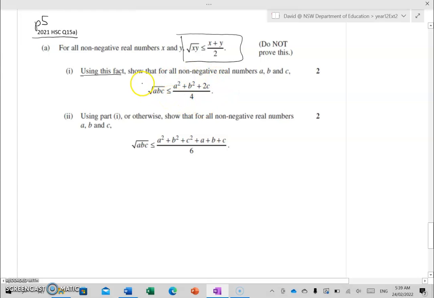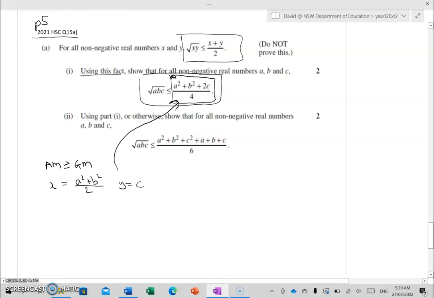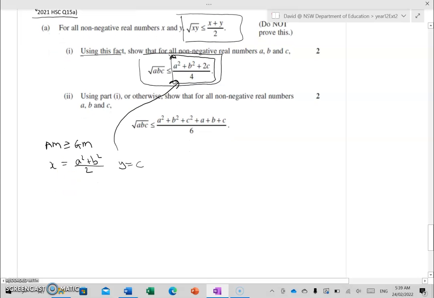Okay, so we need to get that result. I think my method of doing it was to focus on this side a bit, and I thought, well, how can I get this from an average of two things? Then I realized I could set x to be a squared plus b squared on 2, and I could set y to be c. If you average these two things out, if you add them and divide by 2, you will get this particular result here for this side. So that's what I did.